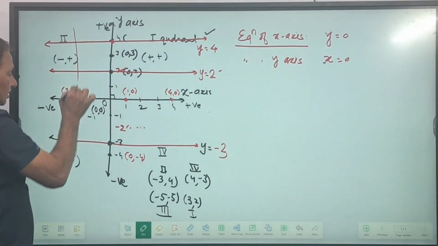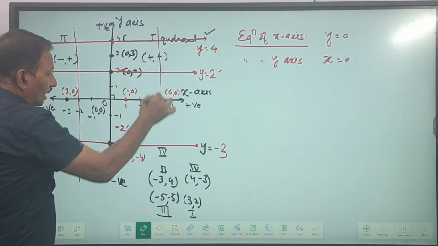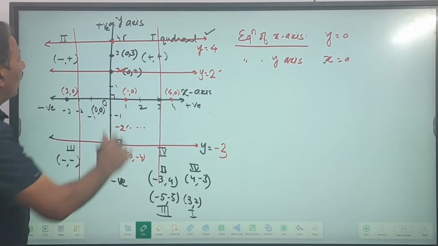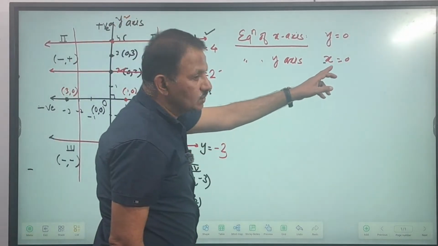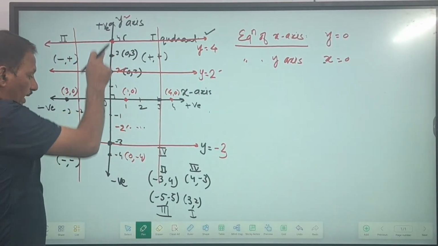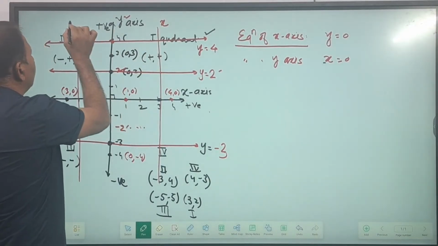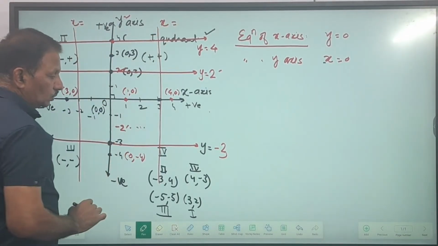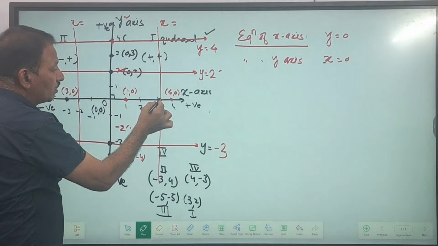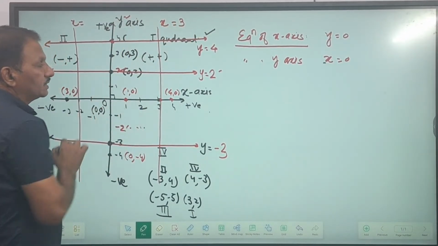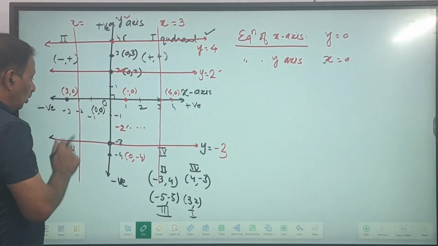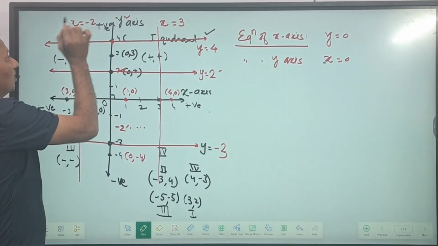Similarly, we can find the equation of lines which are, for example, parallel to the y-axis. I know the equation of the y-axis is what? X is equal to 0. Similarly, this line and this line both are parallel to the y-axis. Therefore, their equation will be in terms of x, x is equal to what? हम ये देखेंगे कि ये लाइन x एक्सिस को कहाँ कट कर रही है. Suppose it is cutting the x axis at 3. Therefore the equation of this line will be x is equal to 3 and the equation of this line will be x is equal to minus 2.